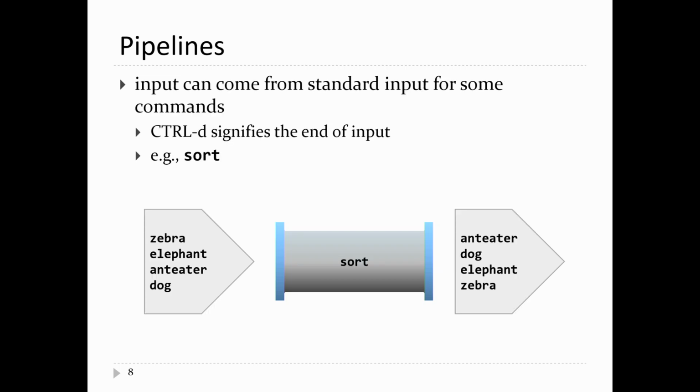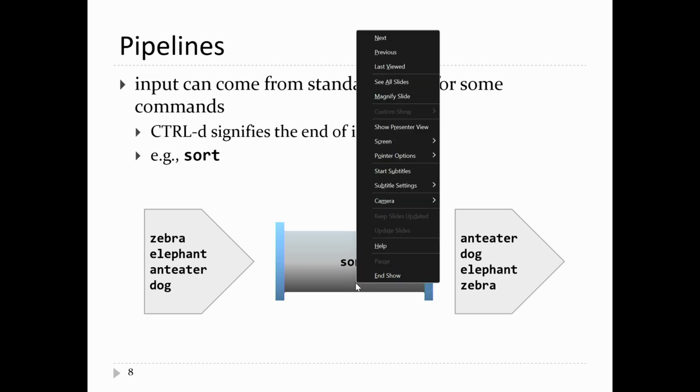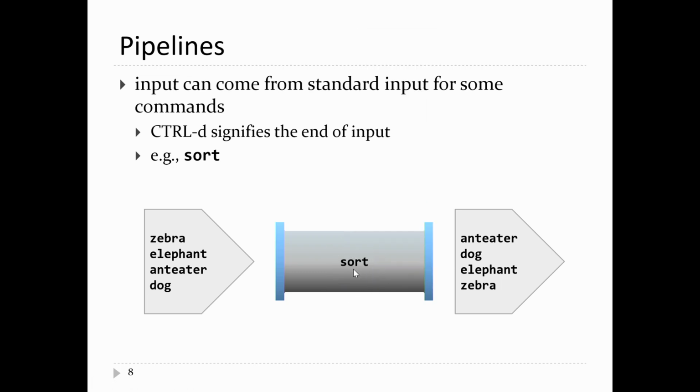Now the input could come from somewhere else. Many Unix commands, and sort is one of these commands. Remember I showed you sort by passing in a file. So sort some file, it sorts the lines of the file. But it turns out sort can also read from standard input. So if you don't give sort a command line argument, sort thinks you want it to read from standard input instead.